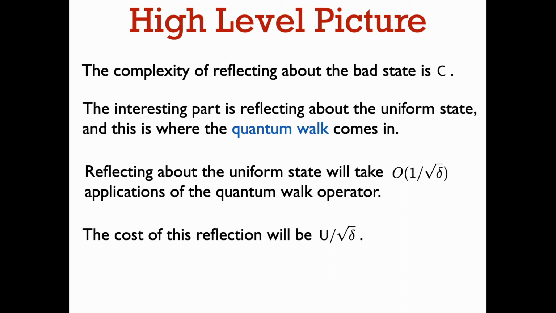The more interesting and new part of the algorithm is reflecting about the uniform state. This is where the quantum walk comes in. We will see that reflecting about the uniform state can be done with order 1 over square root of delta many steps of the quantum walk. Letting U, the update cost, be the cost of 1 step of the quantum walk, then the cost of this reflection will be U divided by square root of delta.